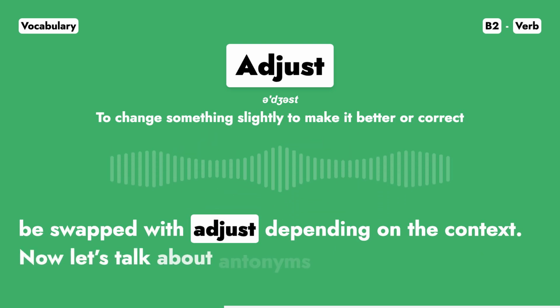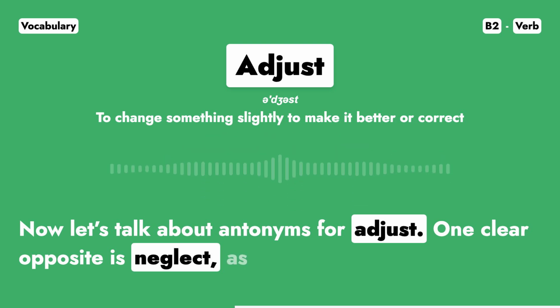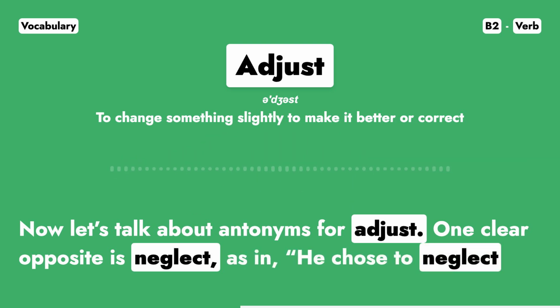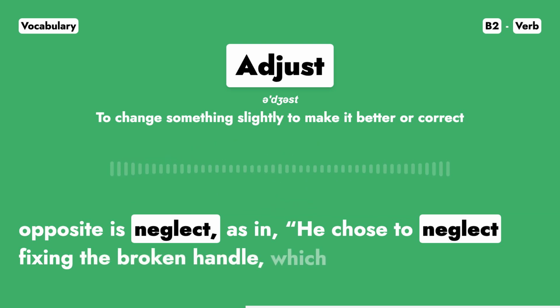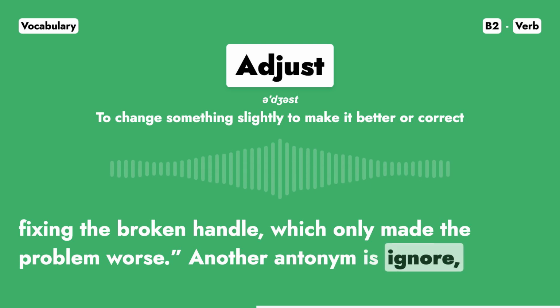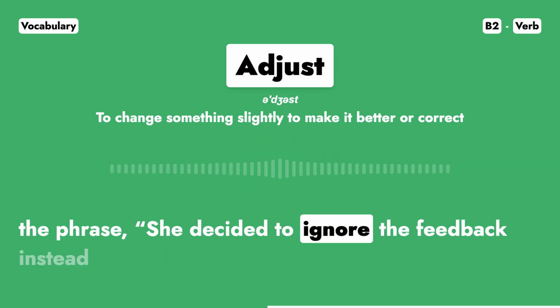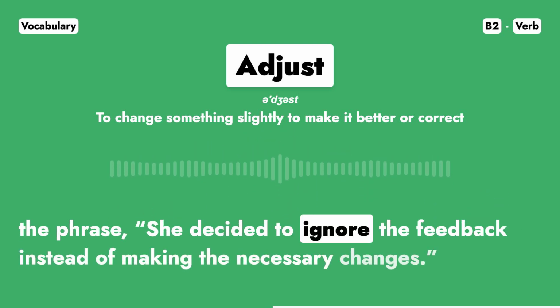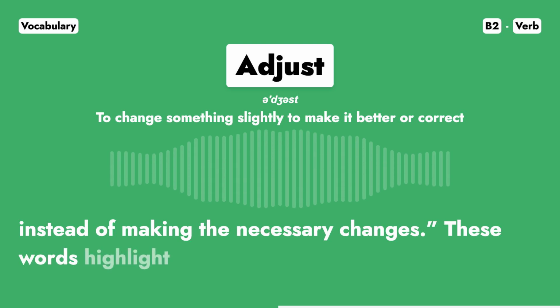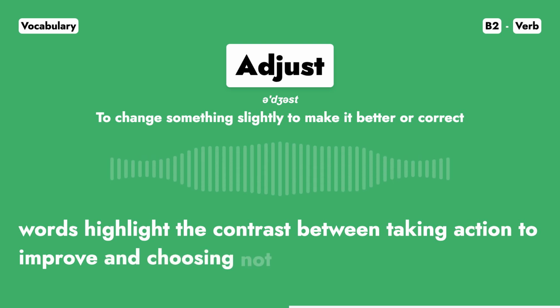Now, let's talk about antonyms for adjust. One clear opposite is neglect, as in, he chose to neglect fixing the broken handle, which only made the problem worse. Another antonym is ignore, like in the phrase, she decided to ignore the feedback instead of making the necessary changes. These words highlight the contrast between taking action to improve and choosing not to.